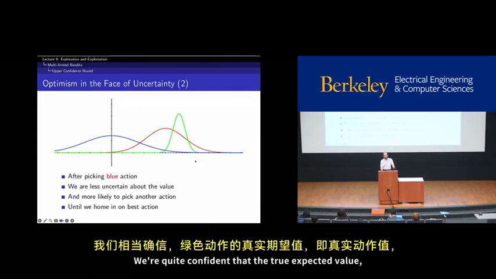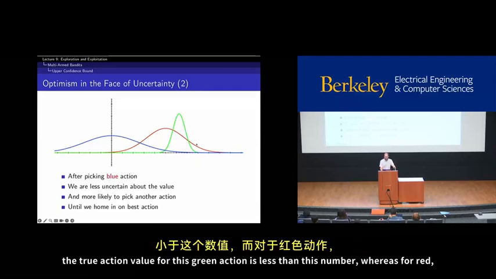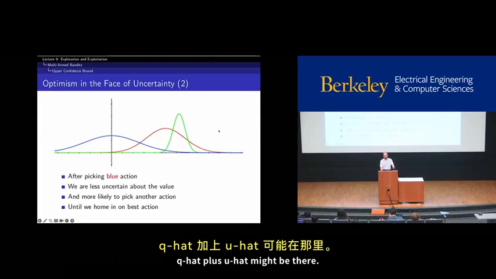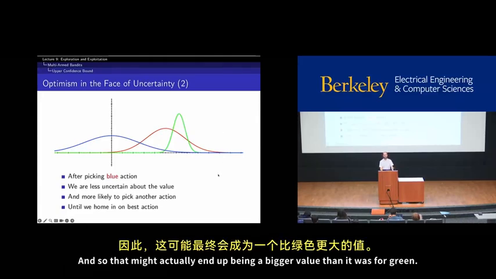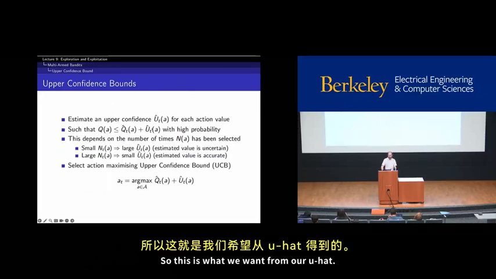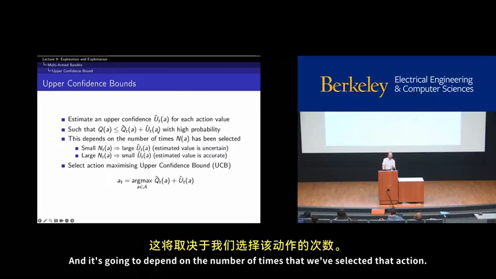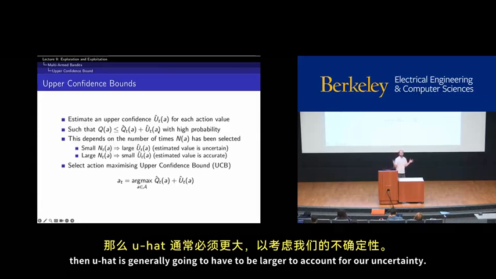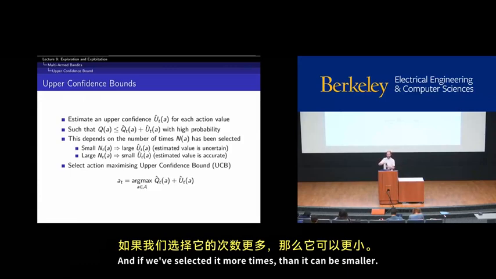We're quite confident that the true expected value, the true action value for this green action is less than this number. Whereas for red, Q hat might be there, Q hat plus U hat might be there, and so that might actually end up being a bigger value than it was for green. So this is what we want from our U hat, and it's going to depend on the number of times that we've selected that action. So if we haven't selected it many times, then U hat is generally going to have to be larger to account for our uncertainty. And if we've selected it more times, then it can be smaller.